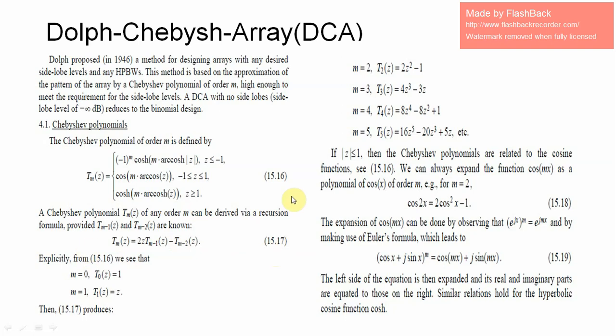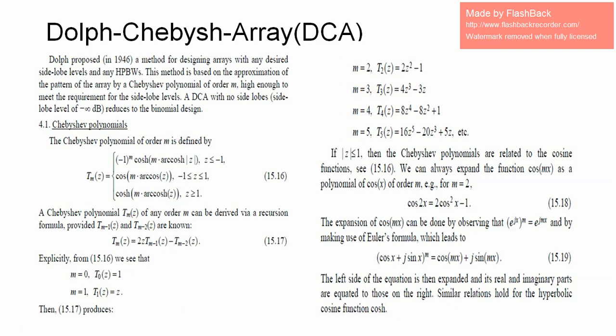Explicitly, from equation 16, we find that if m is equal to 0, then T0 of z is equal to 1, and if m is equal to 1, then T1 of z is equal to z. Hence, in equation 15.17, if the value of m is equal to 2, then T2 of z is equal to 2z square minus 1. Let us see in detail how to find that equation from equation 17.